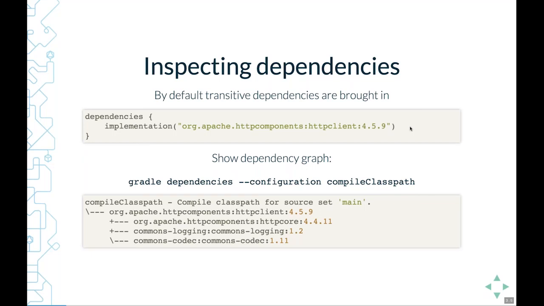Here, gradle dependencies is a command line task that all Gradle projects have, and it will show in the output of your terminal what's on the compileClasspath. In this case, we see the HTTP client with the same version that we declared, and we see that it pulls 3 transitive dependencies: HTTP core, commons logging, commons codec. Commons logging is interesting. We'll talk about it later.